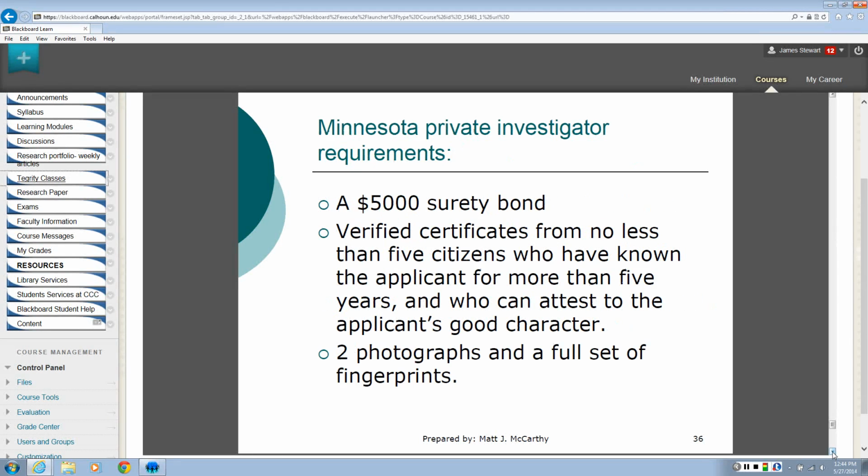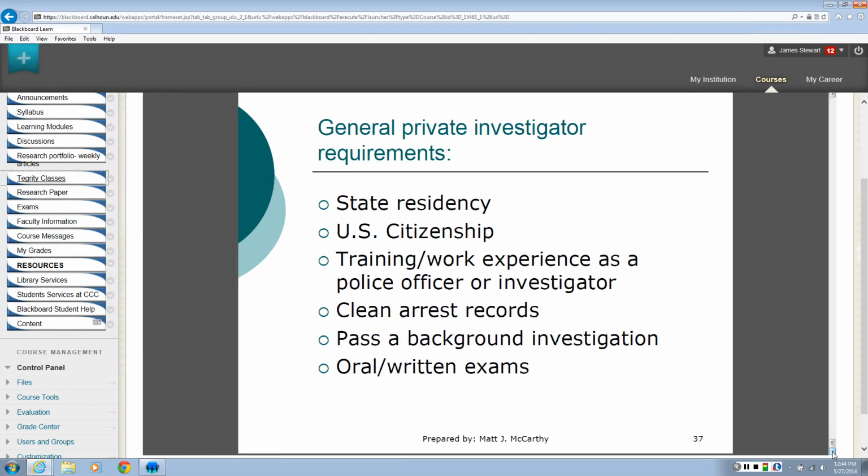Same way with private investigator. Most states now have licensing requirements for that. Alabama recently enacted that. You can look at different states and see what their licensing requirements are.